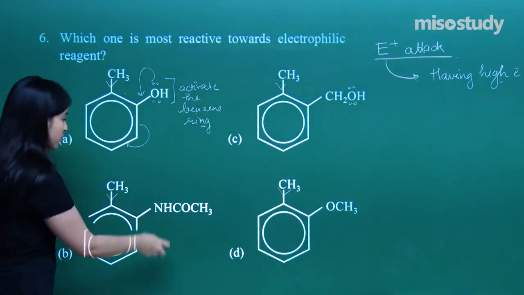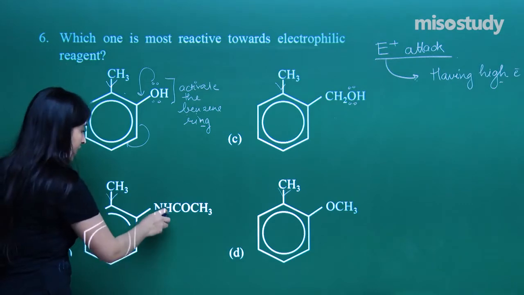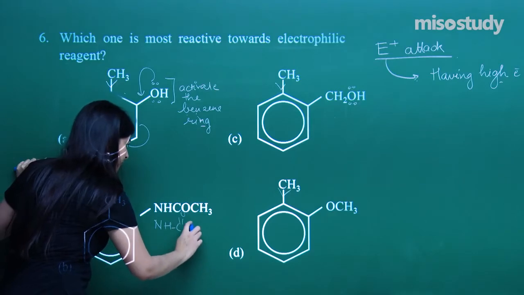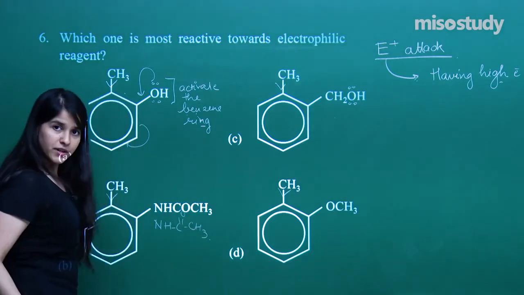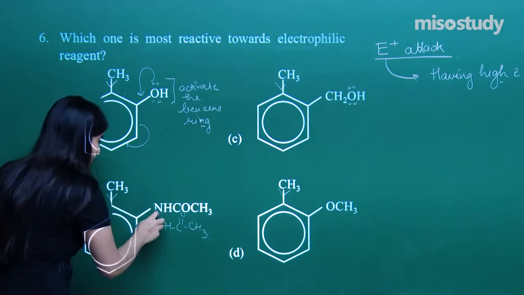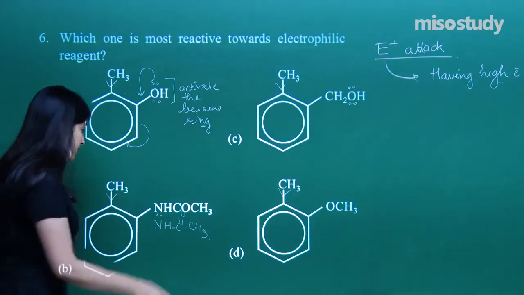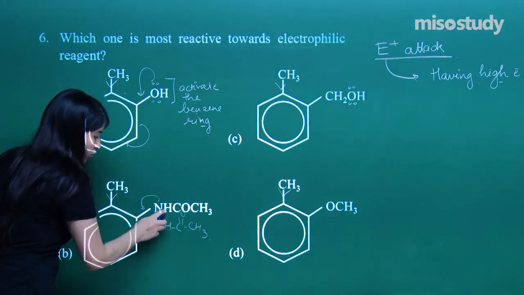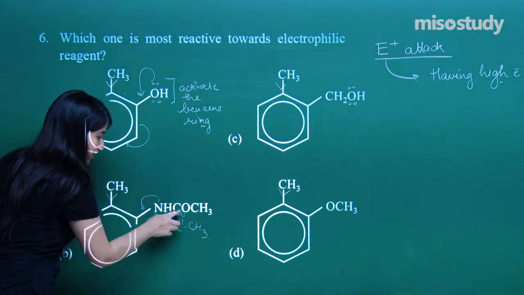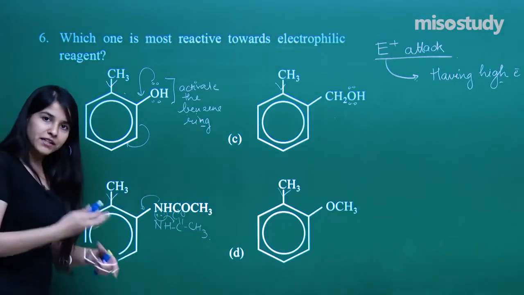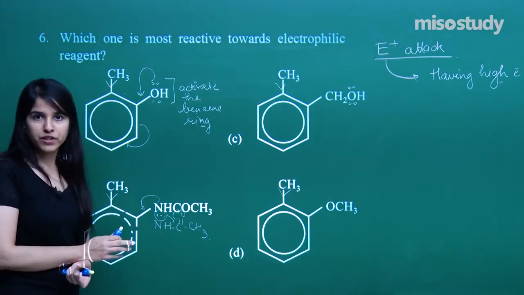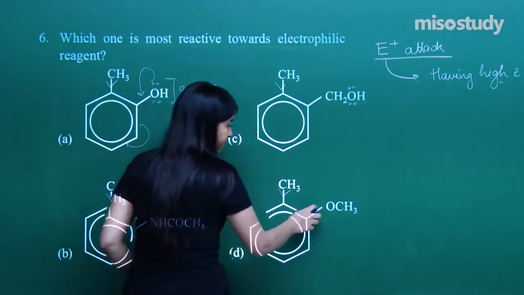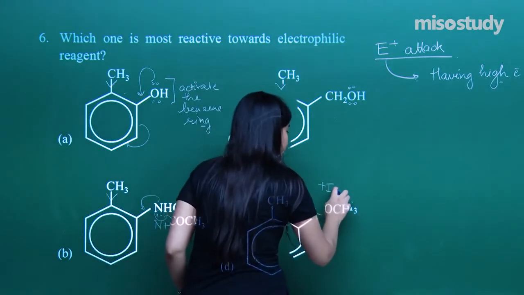If I move on to this option, here I have got NHCOCH3. Is it donating? Yes, slightly donating. These nitrogens will have the lone pairs. It is somewhat donating over here, but these lone pairs will also be involved in the resonance which is taking place with the oxygen. So the lone pairs are not completely involved over here. What about this group? Again donating, but it will show plus I effect.